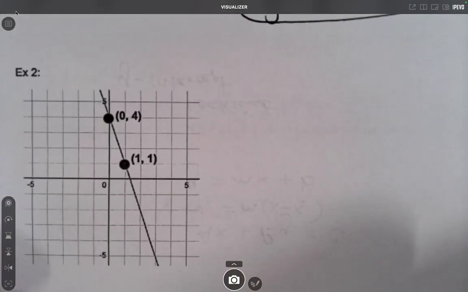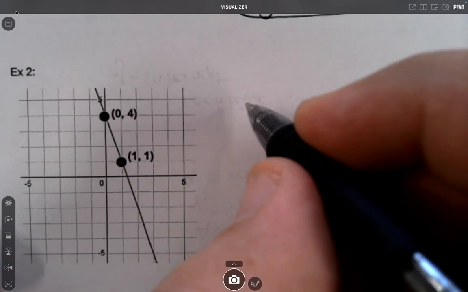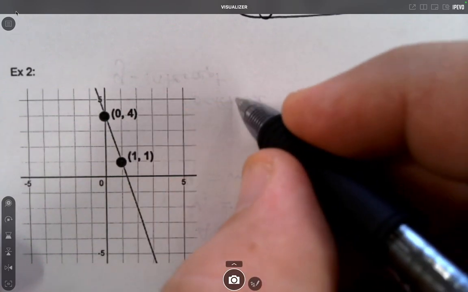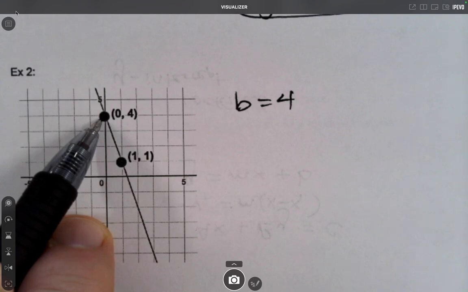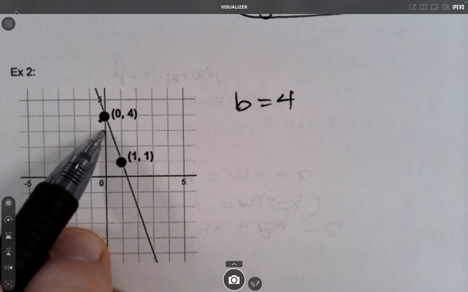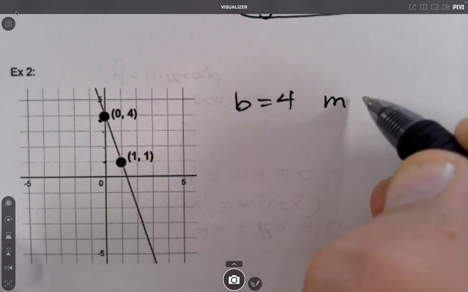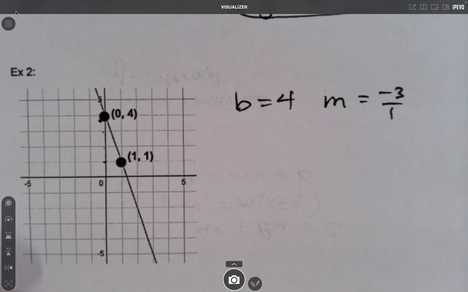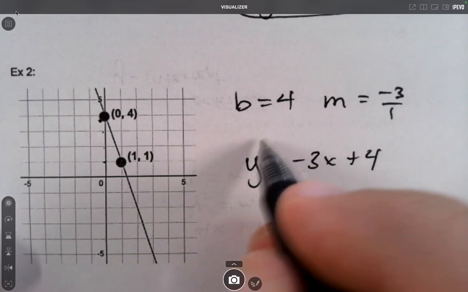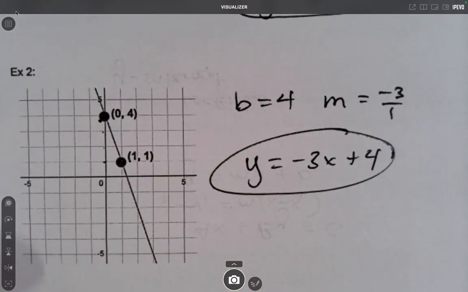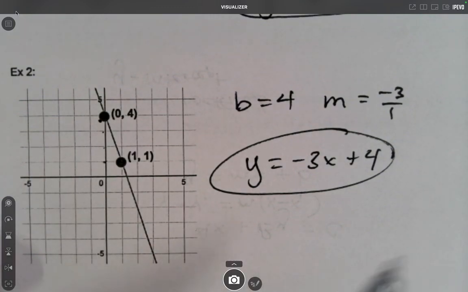Okay, similar one down here. They give us 2 points. One of them is in fact the y-intercept. So I can see right away my y-intercept is 4, so b is 4. And then if I start there, to get the next point I have to go down 1, 2, 3, and over 1. So my slope is -3 over 1. So my equation would be y equals -3x plus 4. So that quickly, we're able to just look at a plot or a line and write its equation.